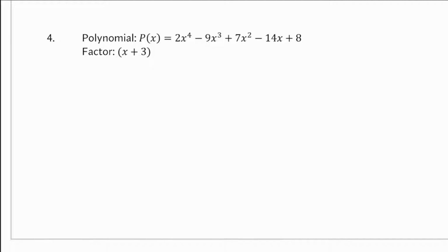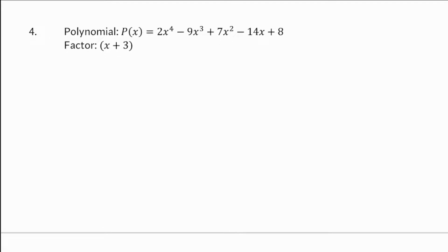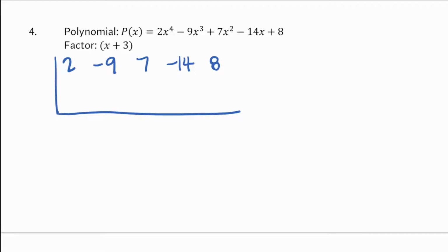Oh, the next one is x plus 3. Okay, so we're going to need to set up for synthetic substitution. So I'll say 2x to the 4, negative 9x to the 3, positive 7x to the 2, negative 14x, and positive 8, divided by x plus 3. So drop it down, multiply, add.